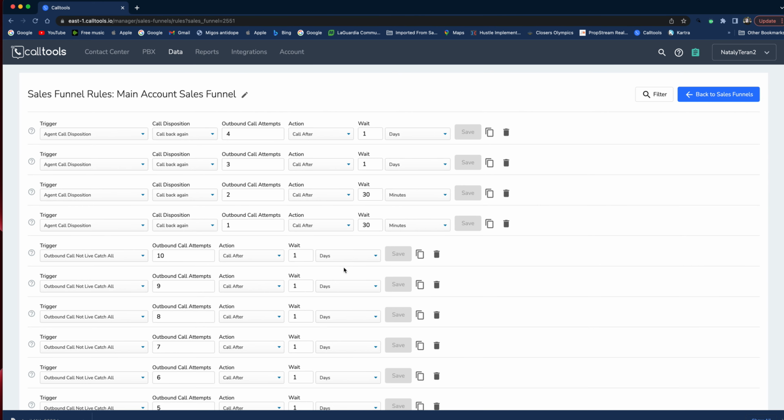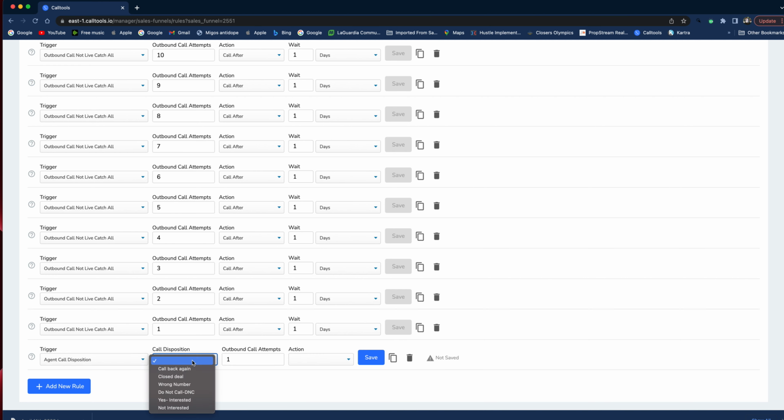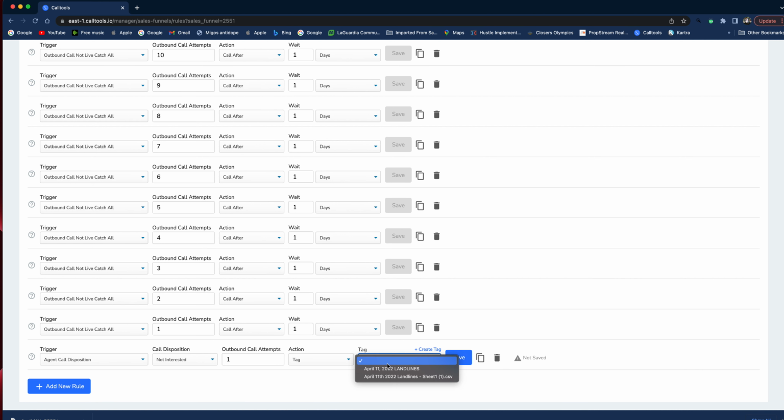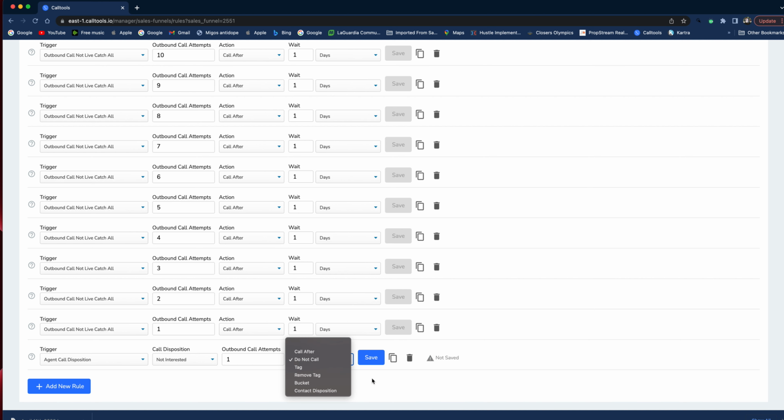Sales funnel, edit. Now we're gonna edit. Oh my god, I thought I had to erase all our work. Anyway, agent call disposition, not interested. After the first time and they said they're not interested, you're gonna tag. No, you're not gonna create a tag. Nope, not that one either. You can just do not call. But the thing about that, it's gonna put them on the do not call list.